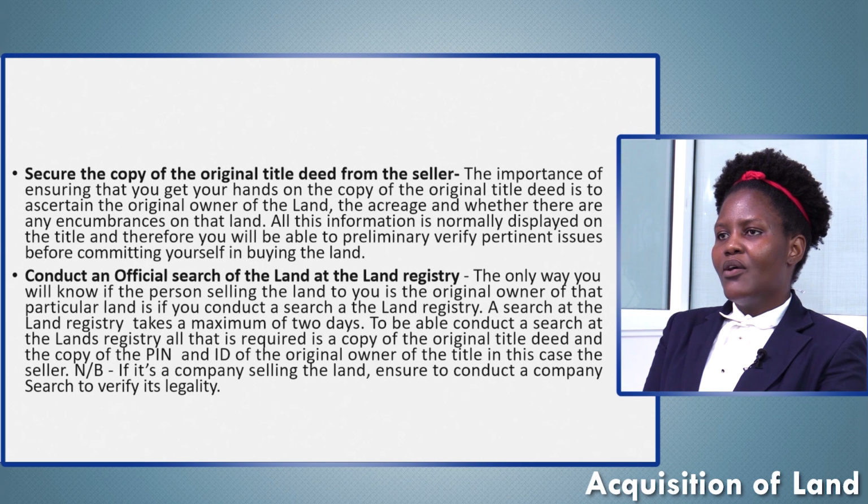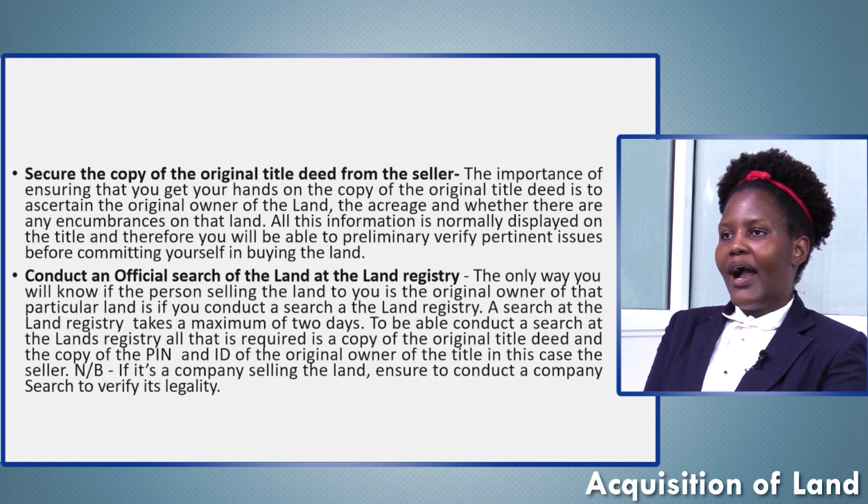Other than that, having done the two steps, it's also good to conduct a search. You've been given the title, you know the description of the property, maybe it's LR number 22, Nairobi. It will be good so that you verify officially. Yes, this person might be having a copy of the title, but it might have changed hands already and you don't know. And they might just be having a copy of a title which is not the current one. So it will be good after that to conduct a legal process that is called an official search. And this is done at the lands registry.